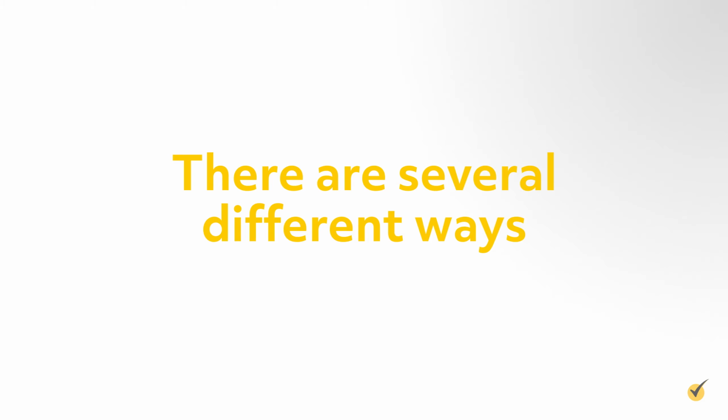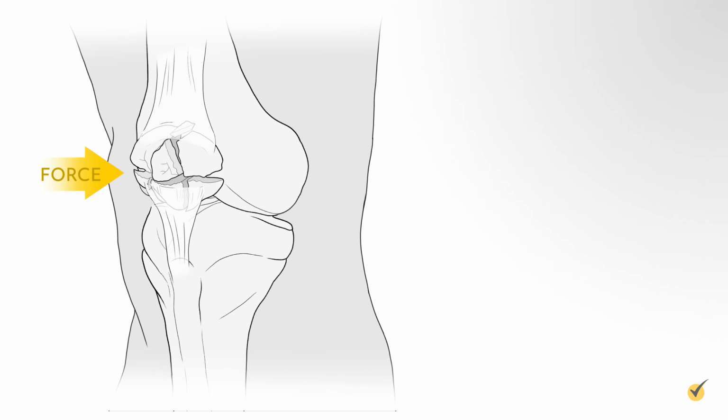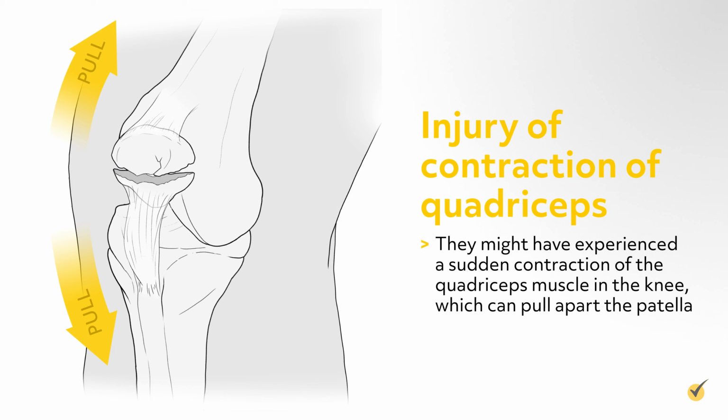There are several different ways someone might cause trauma to their patella. They might have been involved in a car accident where the patella is forced forward against the dashboard. Perhaps they fell directly on the knee, or some moving object hit their knee. Or they might have experienced a sudden contraction of the quadriceps muscle in the knee, which can pull apart the patella. Depending on the trauma that occurred, there are a few different types of patellar fractures that may result.